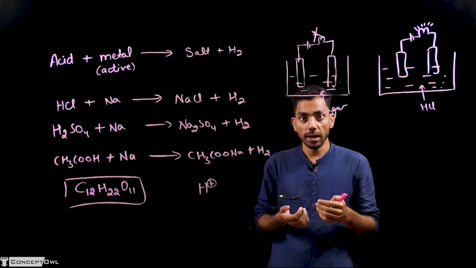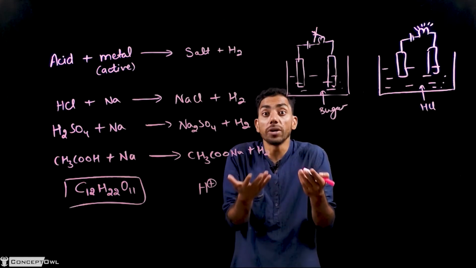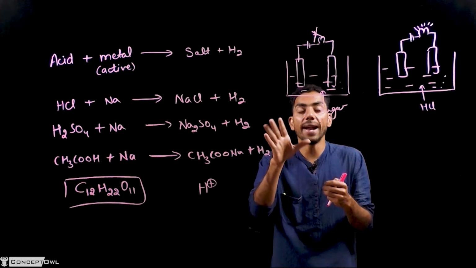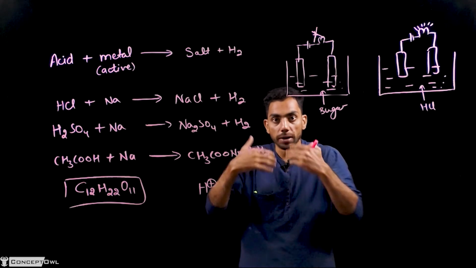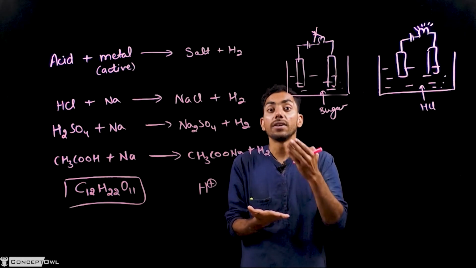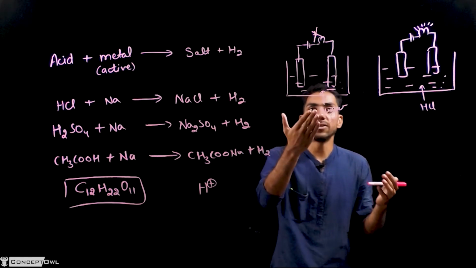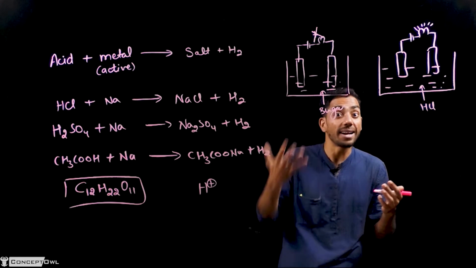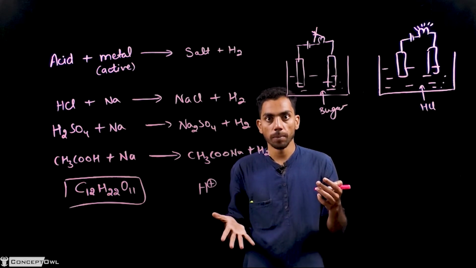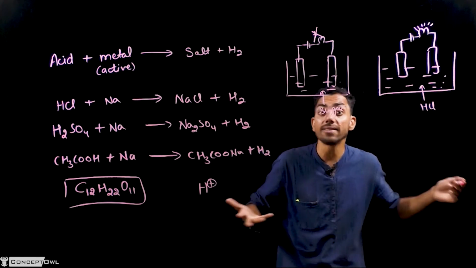So what is responsible for the conduction of electricity? Ions. As you all know, pure water does not conduct electricity. It's not a good conductor of electricity, pure water. But when we add salt into it, it becomes a good conductor. So ions are responsible for the conduction of electricity. And as you can see here, sugar is not conducting electricity. That means there are no ions at all. And HCl is conducting electricity. That means there are ions.